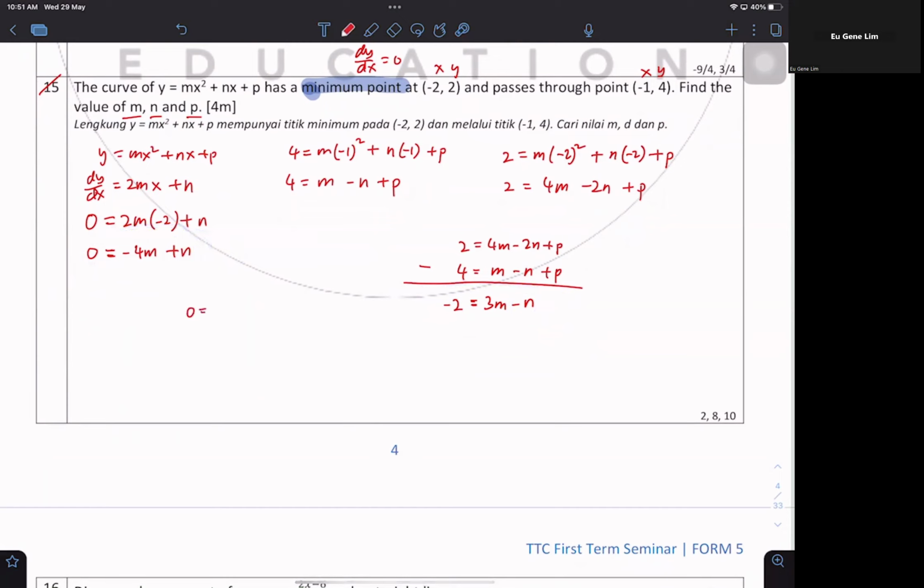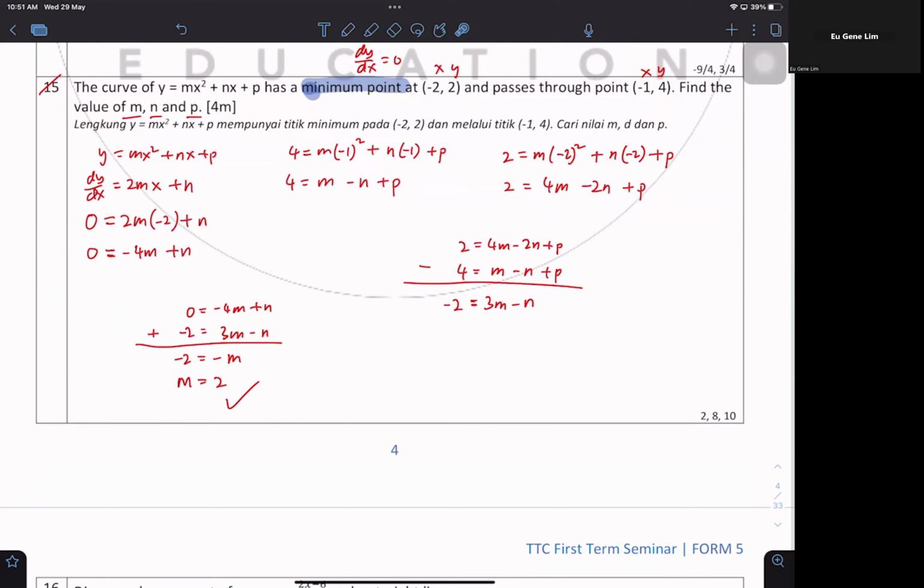Yeah, 0 equals to negative 4m plus n, plus negative 2 equals to 3m minus n. I use plus because this is positive n, this is minus n, right? Positive n plus negative n becomes 0. Then I can eliminate the n. Wait, 0 plus negative 2 is negative 2. Negative 4 plus 3 is actually negative m. Then n plus negative n, no more. Yeah, very good. So m equal to 2. Wow, this question a bit challenging.